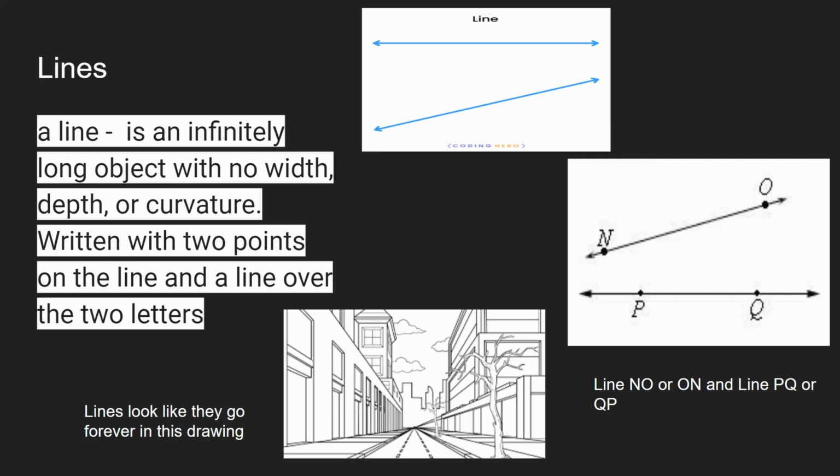Lastly, we have a drawing of a city or a town, and look at all the lines on the drawing. It looks like they go forever, and that's what lines are.